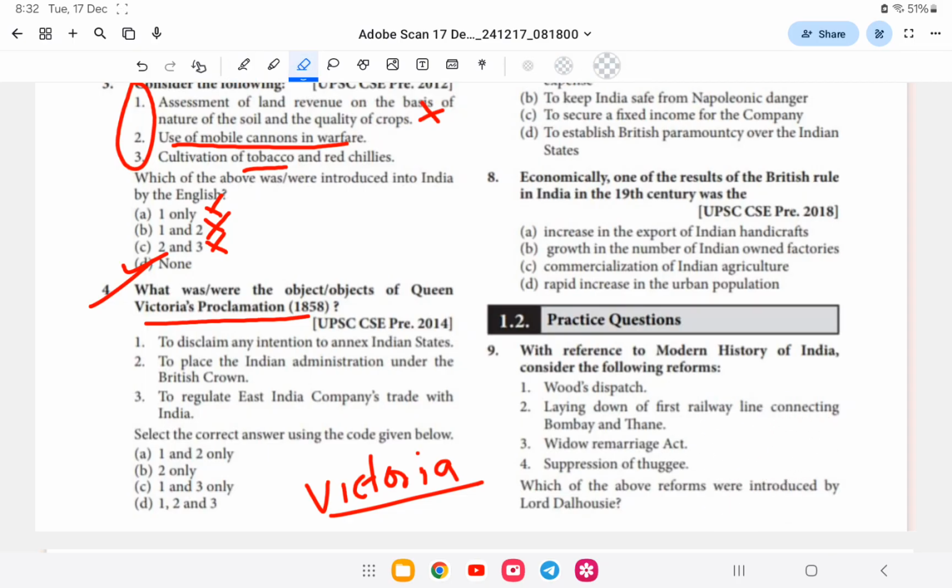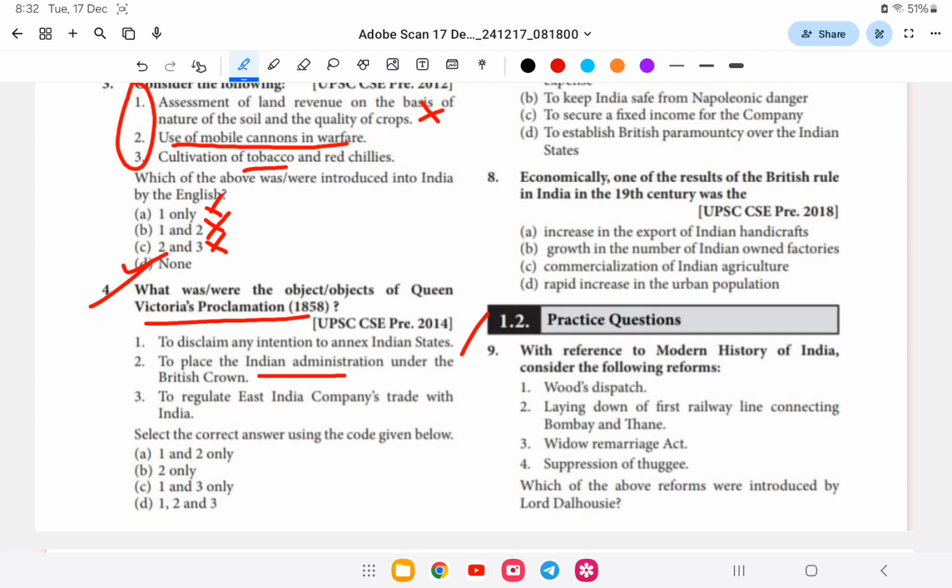For example, the Punjab, the Marathas and others, where they made claims through the Treaty of Lahore, the first Anglo-Maratha War, the Anglo-Mysore War and so on. So annexing was done before 1857, but after that no new territory was annexed. So they proclaimed that they did not have any intention to claim. So one is correct. Next, to place the Indian administration under the British Crown. After the 1857 revolt, the East India Company's power was removed and it came under direct control of the British Crown or the British government. So 1 and 2 is correct.